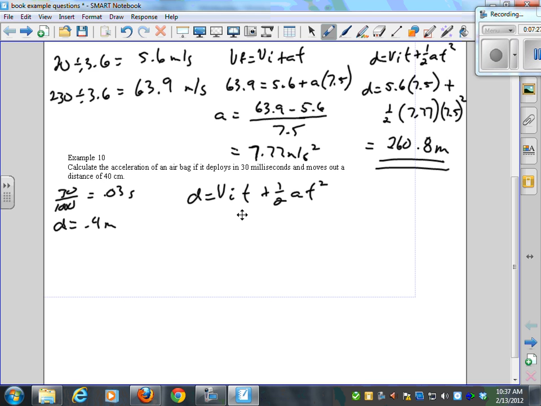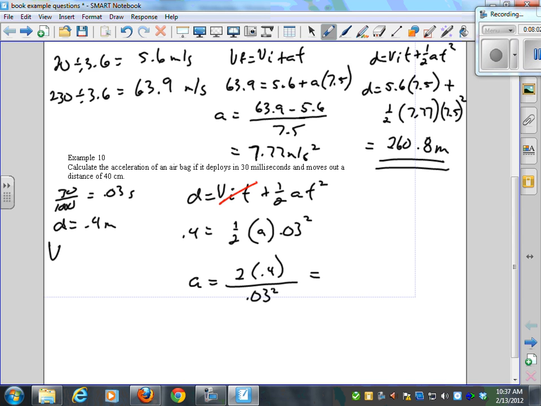So we can just get rid of that whole part. So it's going to be 0.4 equals, that part just sort of disappears, and you get 1/2 of A times 0.03 squared. Right? So now some algebra skills here. Get rid of the half by taking it to the other side and multiplying by 2. So that's going to be 2 times 0.4 all over 0.03 squared. You get rid of the VI and T because the initial velocity is 0. The initial velocity of the airbag is 0.